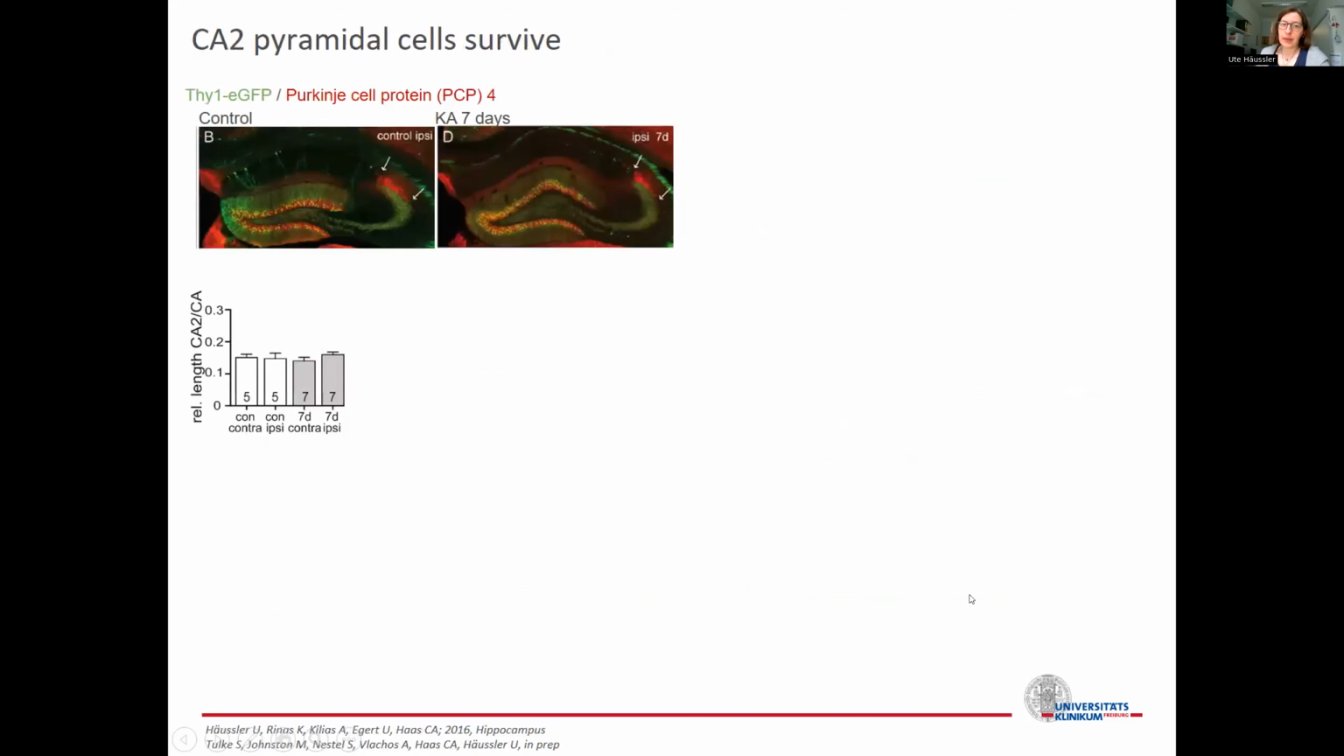And we were now looking at CA2 because CA2 is one of the regions that is claimed to be resistant towards the epilepsy-induced cell death. And we were looking at it in those mice. In this case, you see a control mouse in which the granule cells transgenically express EGFP under the Thy1 promoter. So you see the granule cells and mossy fibers in green, and you see in red a protein staining for CA2. And 7 days after kainate, we really observe this preservation of the CA2 region.